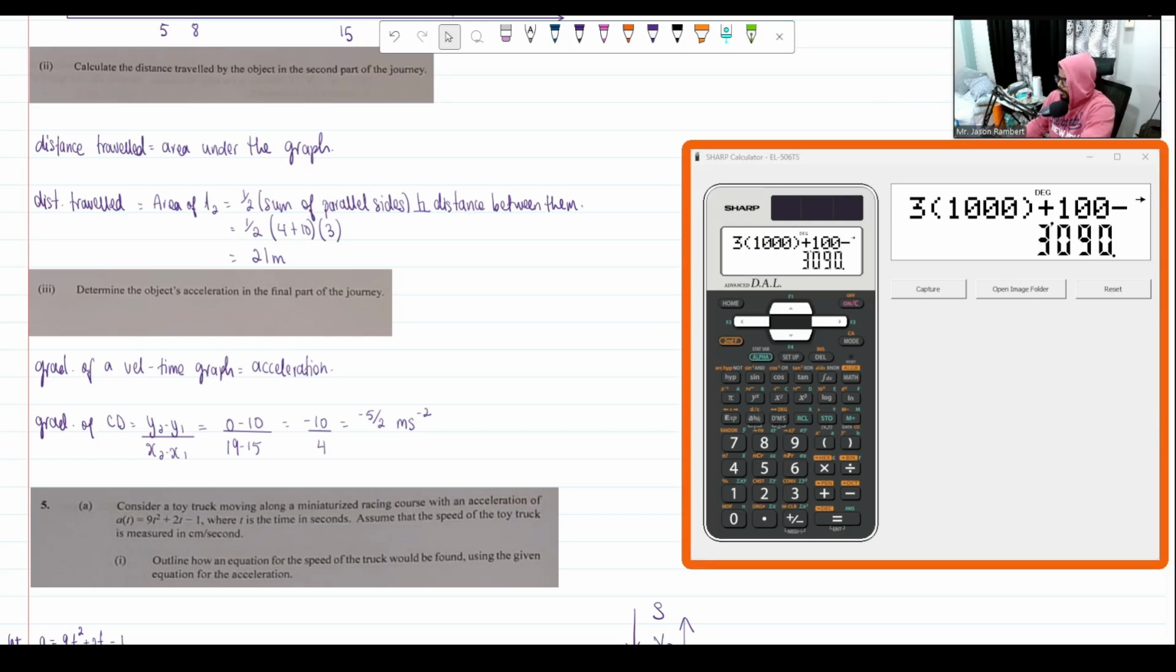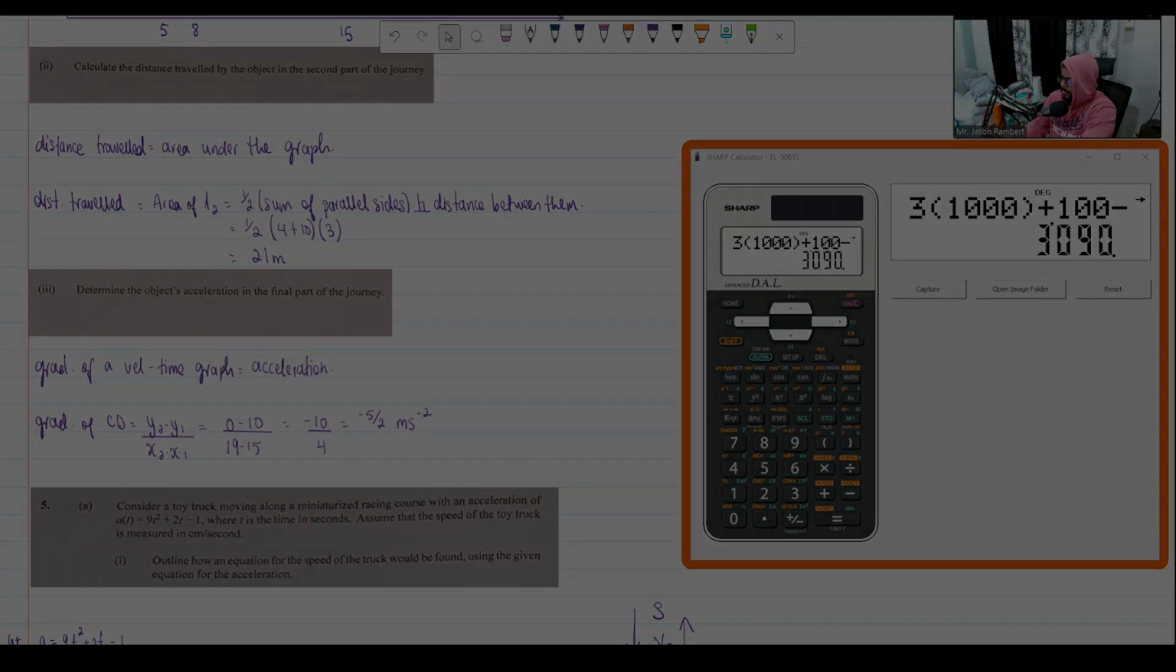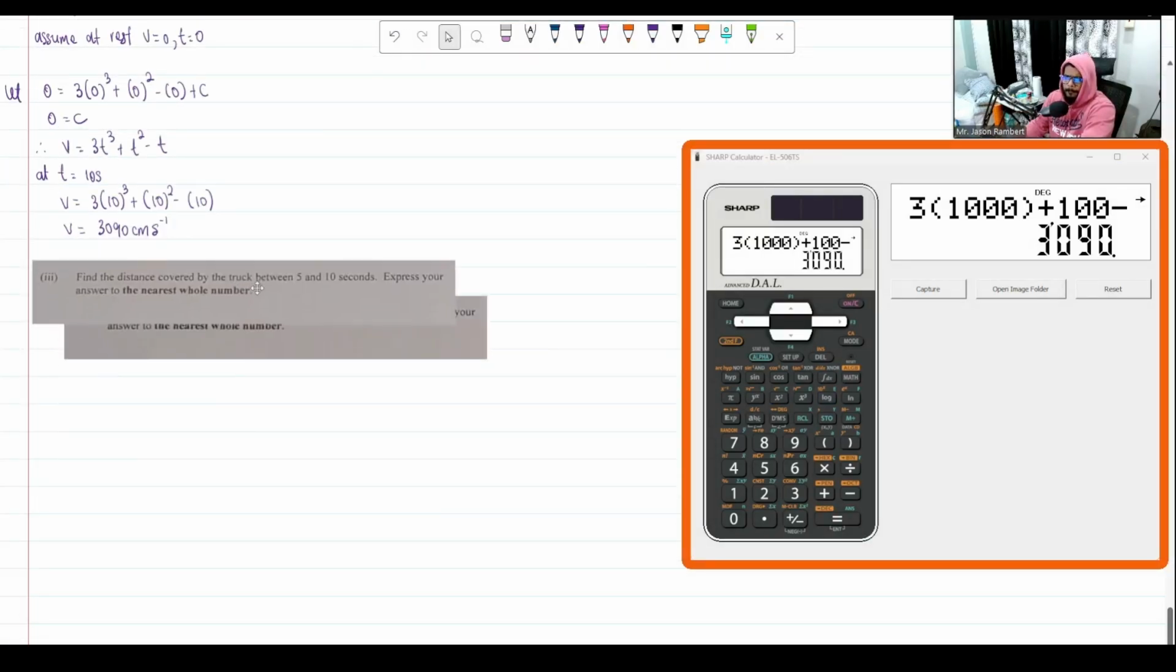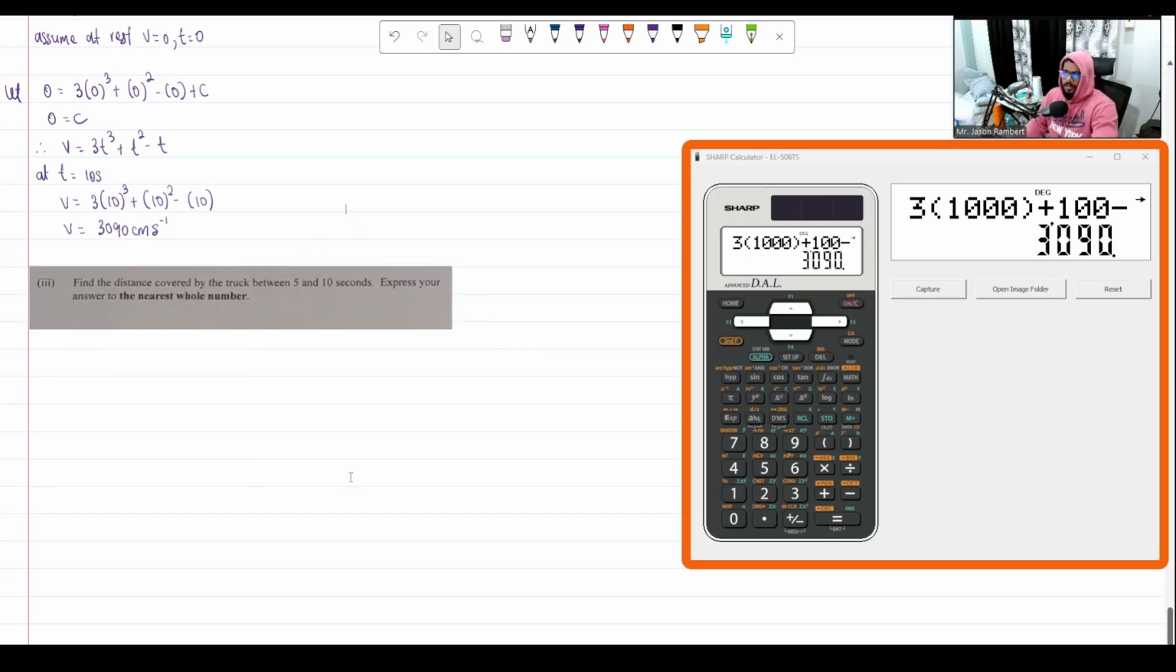Find the distance covered by the truck between 5 and 10 seconds. Express your answer to the nearest whole number. All right. Now, some of you might just go into the integration here and get the integral between 10 and 5 of v. No, because we don't know if any part of the graph is under the x-axis. We're not sure. If you want to draw the graph, you could, but we're not sure. So what do we do?